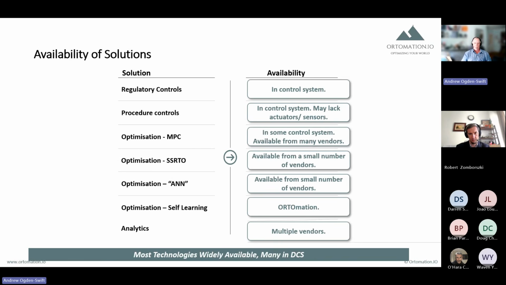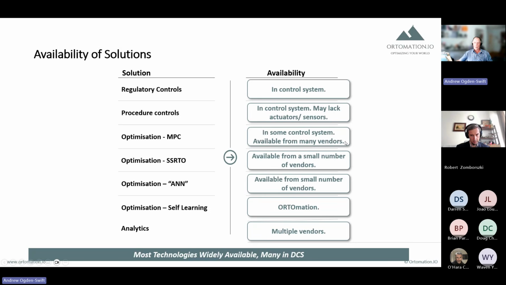So in terms of availability, regulatory controls, PID controls, and variants of it are available in all control systems. Similarly, procedural controls are pretty widely available. The big challenge in some industries here is the lack of actuators and sensors, so you may not be able to fully automate procedures. Model predictive control is available in some control systems, so Emerson and Honeywell both have controller resident model predictive control, but it's also available from many vendors.